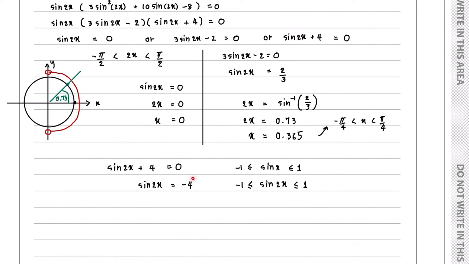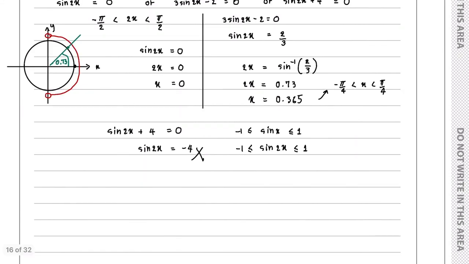And you can see that negative 4 is out of this range. That means this equation has no solutions. Hence, the answers are x equals 0 and 0.365.